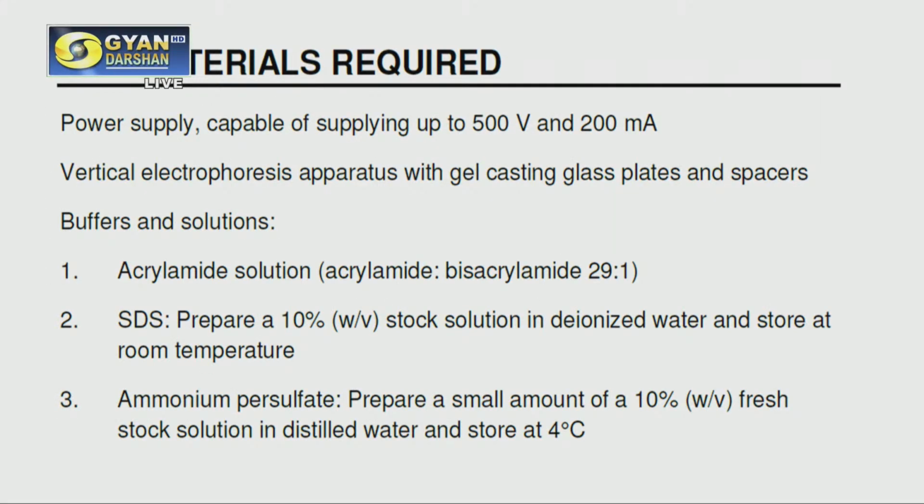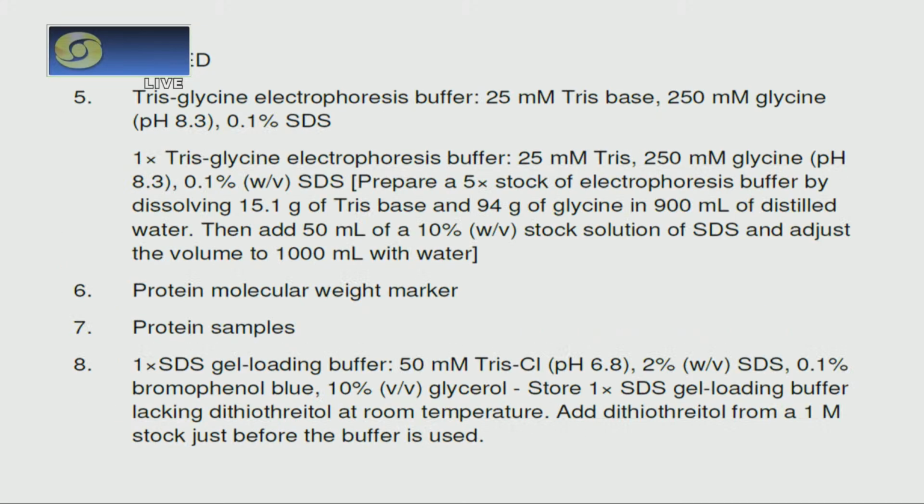So what are the materials required? The power supply, vertical electrophoresis system, gel casting plates and spacers, buffers as I already mentioned, acrylamide, SDS, ammonium persulfate, TEMED, tris-glycine electrophoresis buffer, protein molecular weight marker, protein samples, and the gel loading buffer. Because you need to mix the protein with the gel loading buffer which has SDS, because you need the denaturation, and it also has the stain, that is the bromophenol blue.